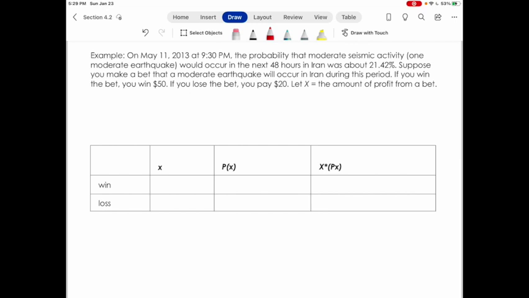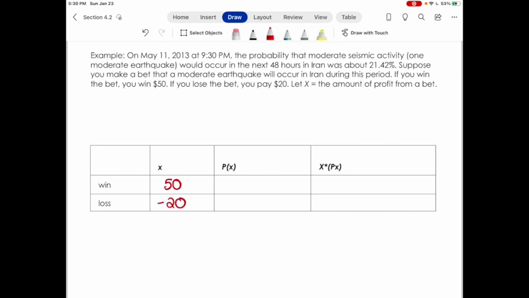Last example in this section says on May 11, 2013 at 9:30 p.m., the probability that a moderate seismic activity would occur in the next 48 hours in Iran was about 21.42%. Suppose you made a bet that a moderate earthquake will occur in Iran during this period. If you win the bet, you win $50. If you lose, then you have to pay $20. And we're going to let X be the amount of the profit.